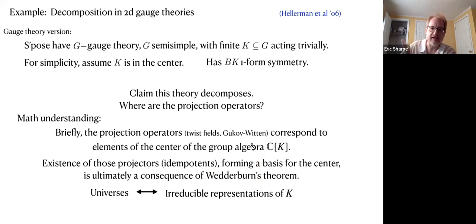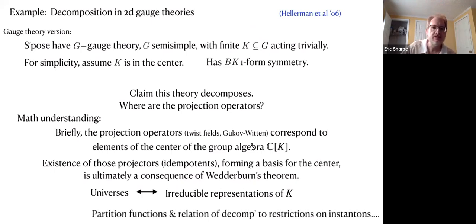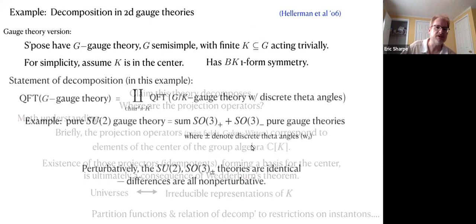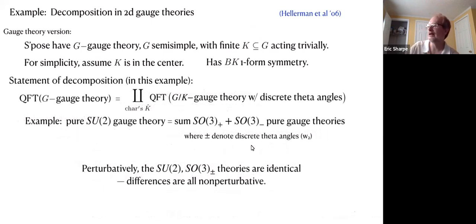Now, that's just a high-level understanding of where these projection operators are coming from. We're going to see this in much more detail later in orbifolds. Now, let me walk through partition functions. A more precise statement of decomposition is that this gauge theory up here in two dimensions is equivalent to a G mod K gauge theory, where the different universes come with different discrete theta angles. So for example, an SU2 gauge theory in two dimensions will be the same as a sum of a pair of SO3 theories.